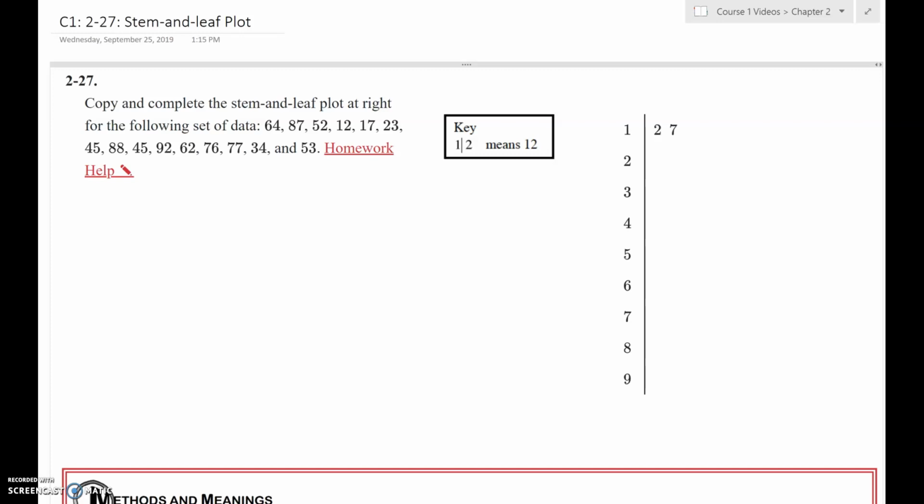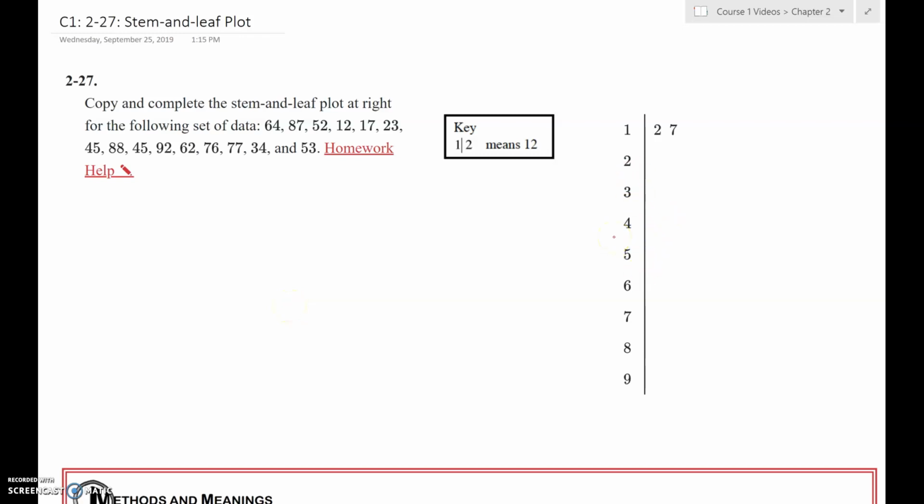This question is from Course 1, 6th grade book, question 27, stem and leaf plot. It asks you to copy and complete the stem and leaf plot at the right for the following set of data: 64, 87, 52, and so on. I want you to take all those numbers and plot them on this thing called a stem and leaf plot.